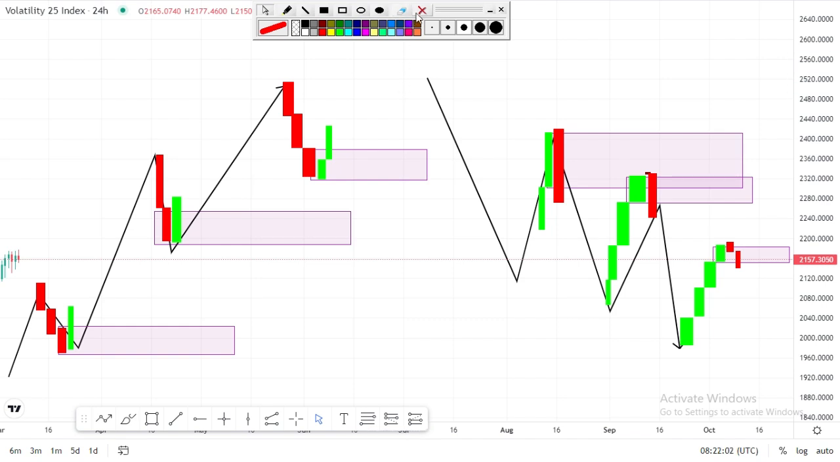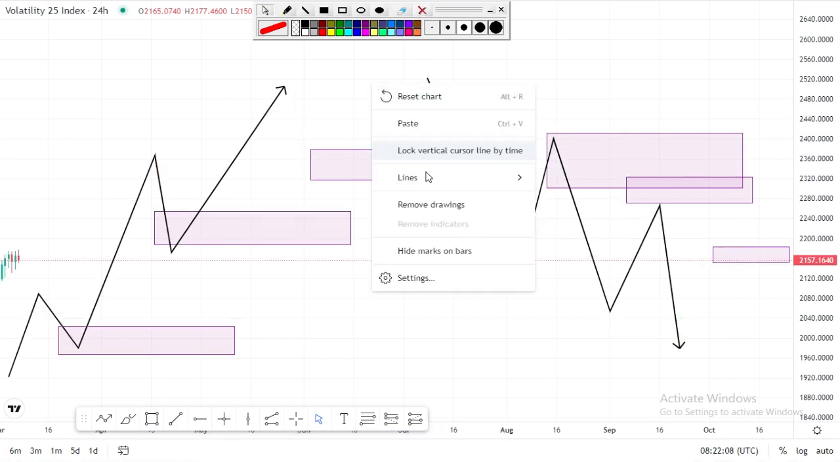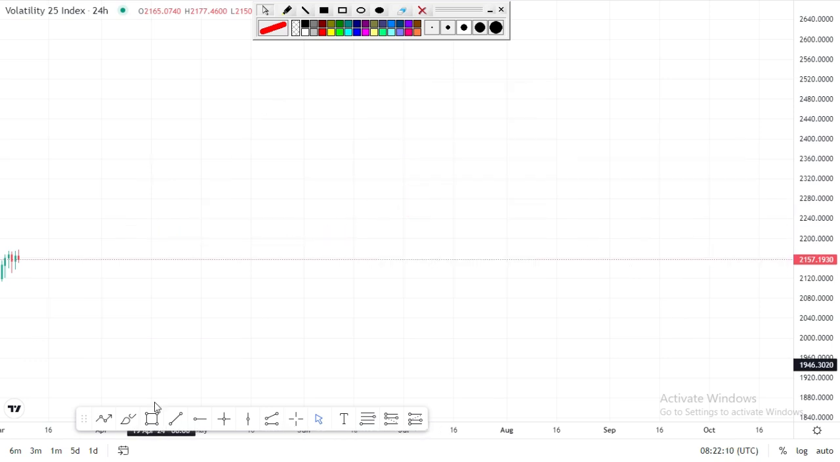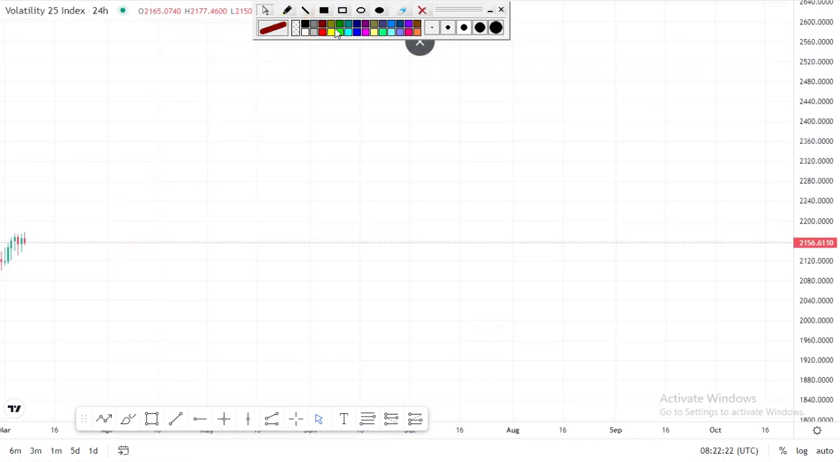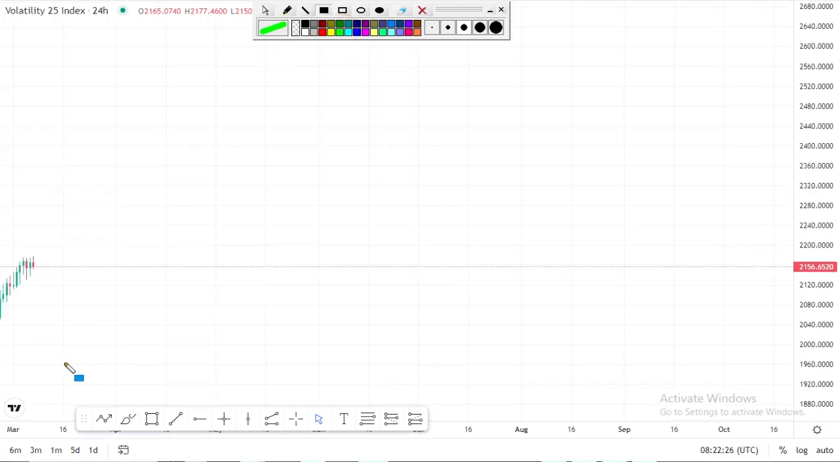Now the question is, do we consider the wick or the body? Do we consider the wick or the body? So for this strategy, I want you to follow whatever I'm going to explain right here. So let me start with this. If the body of the candlestick is small, let's say we have this bullish order block.